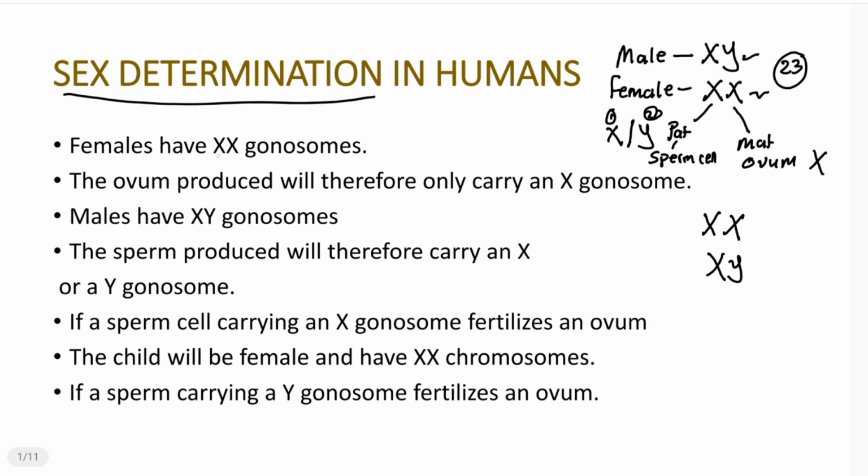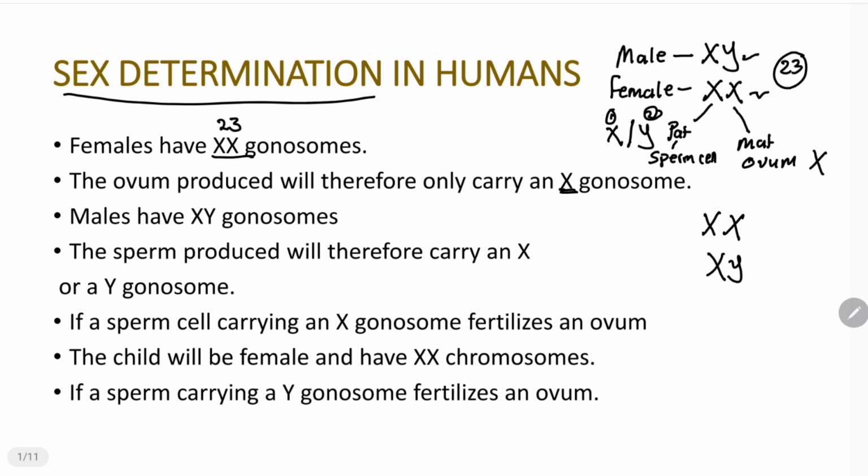Point number 1, females have got XX chromosomes. This is an obvious statement. We already know that the chromosomes of females are XX, and we know that in our karyotype we find these chromosomes in position 23, right? And therefore, the ovum that is going to be produced will only have an X chromosome. This will always be the fact. An ovum can only carry an X chromosome. This is simply because the female only has XX chromosomes. So the ovum that is going to be produced will only carry one of those X chromosomes, right?